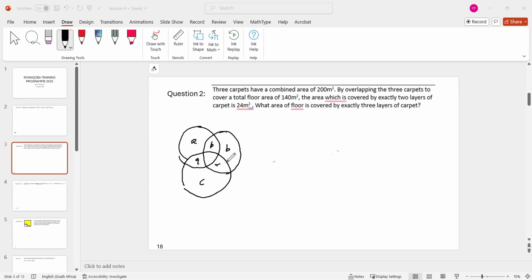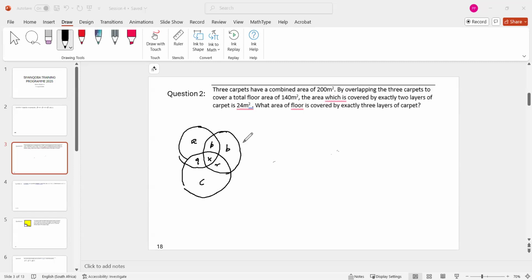A, B, C are the areas covered by 1 carpet. P, Q, R is the area covered by 2 carpets. And the question is, what area of floor is covered by exactly 3 carpets? So this part here is unknown. We're going to call it X. This is the part which is covered by 3 carpets.